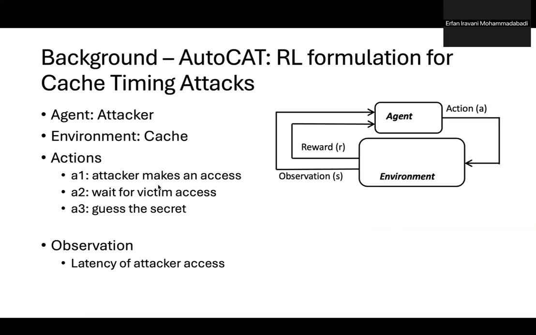So the attacker in AutoCAT is able to do three types of actions. It can access data in its own address space, it can wait for a victim access, and it can also guess the secret. As for the observations and the data that the attacker is able to get from the environment, the agent can only measure the latency of its own memory accesses.